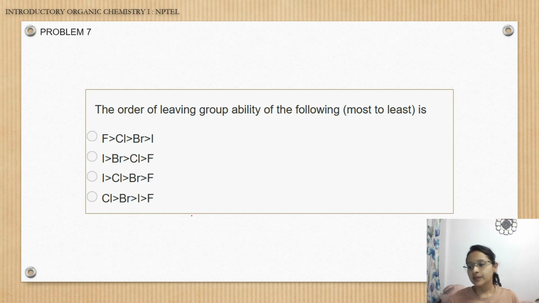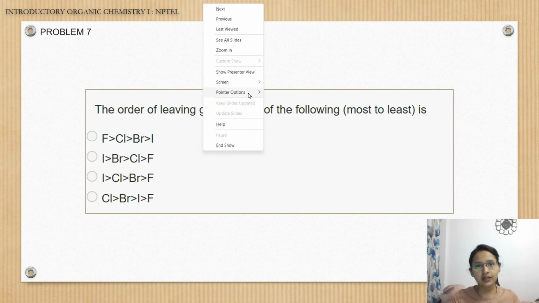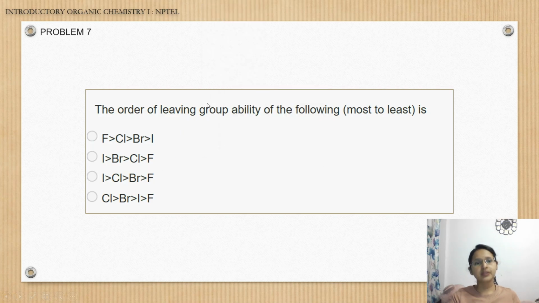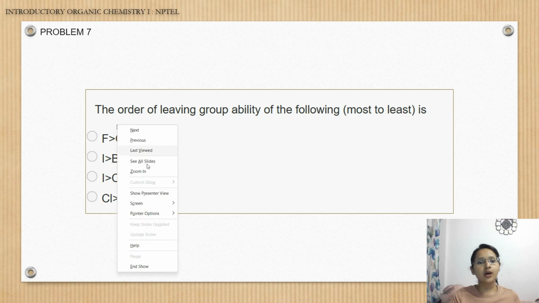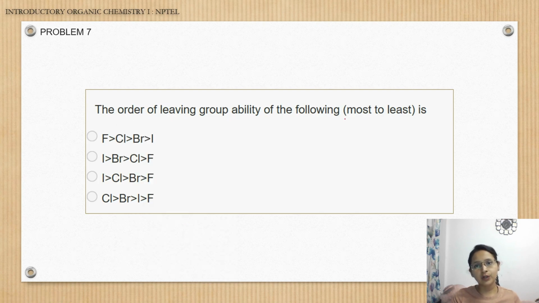Now coming to problem number 7. Problem number 7 is a very easy question, guys. So I think without any further explanation, you can answer this. So the question is, the order of leaving group ability of the following is. Now you have to arrange according to the order of leaving group ability. Fluorine, chlorine, bromine, iodine. Which will be the most able leaving group and which is the least able leaving group.